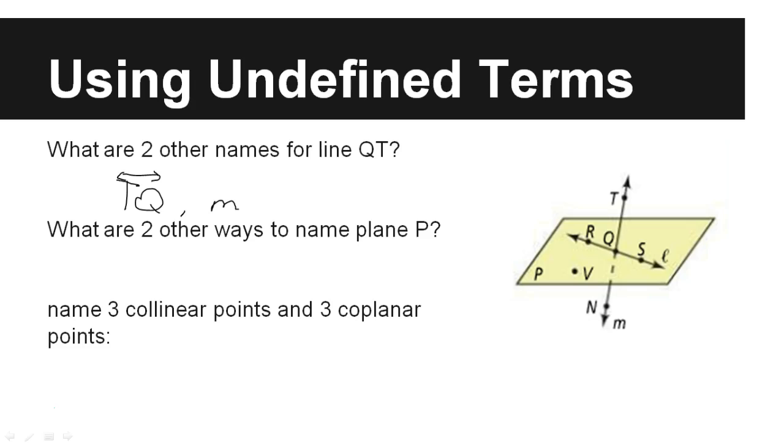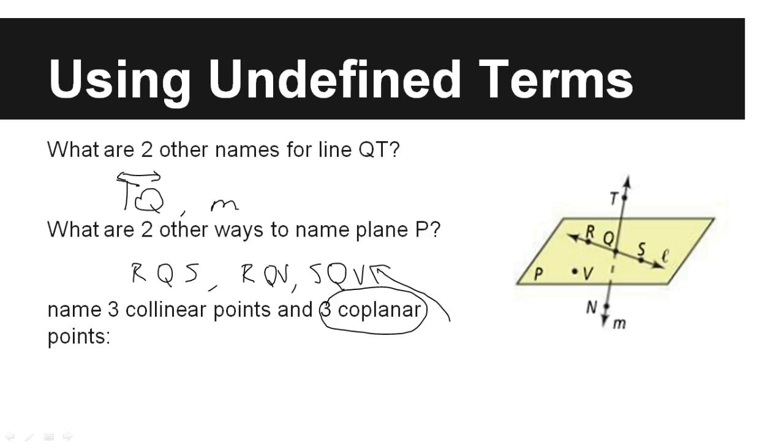Two other ways to name plane P would be to use the points that are on there, these coplanar points. So I've got R, Q, and S as one example. I could also name it R, Q, V, or S, Q, V. Those are three possible examples. And when we look down here where it asks for three coplanar points, I'm just going to draw up to that as the answer. To name three collinear points, we have to look for lines.